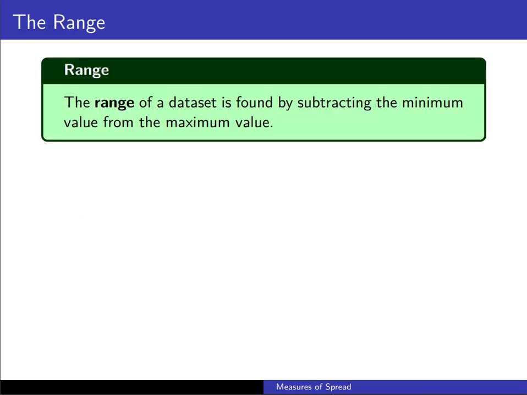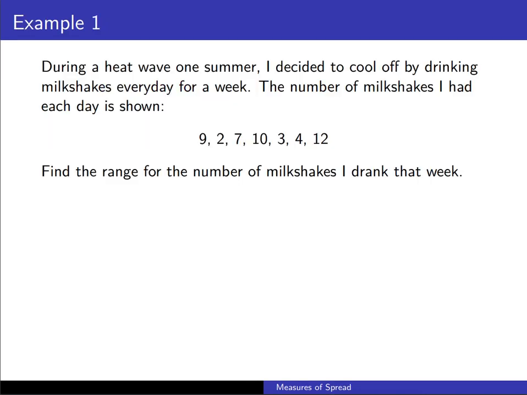So the range, which a lot of times in math classes gets thrown into the mix with mean, median, and mode, the range is actually a measure of spread. How spread out are your data values? So the range of a data set is found by subtracting the minimum value from the maximum value. It helps if they're in sorted order, but you just want to take the maximum minus the minimum and you'll have the range.